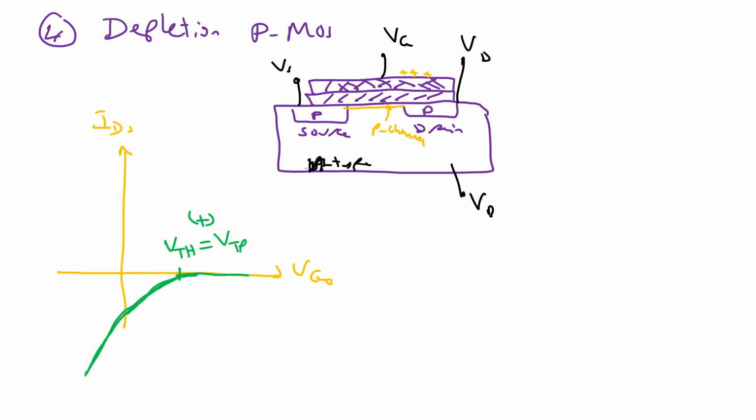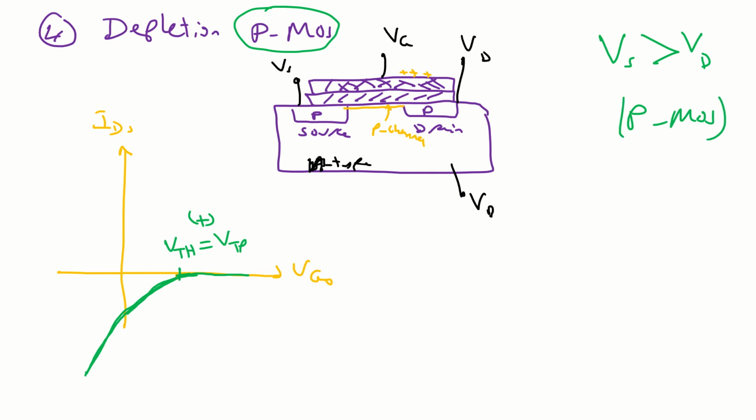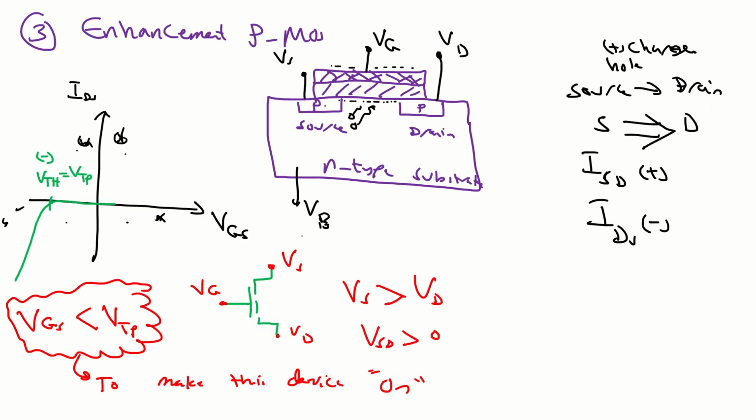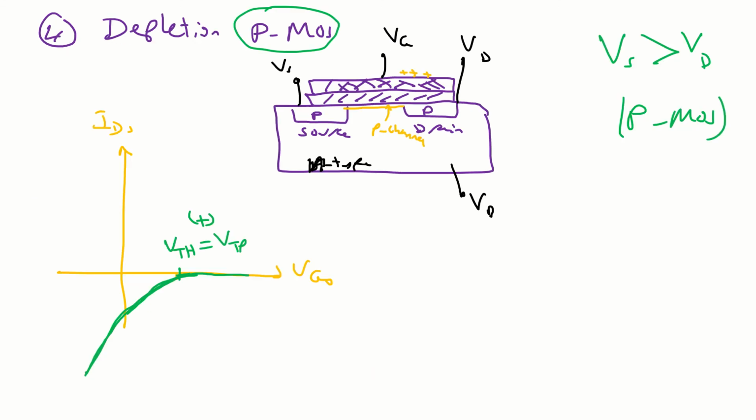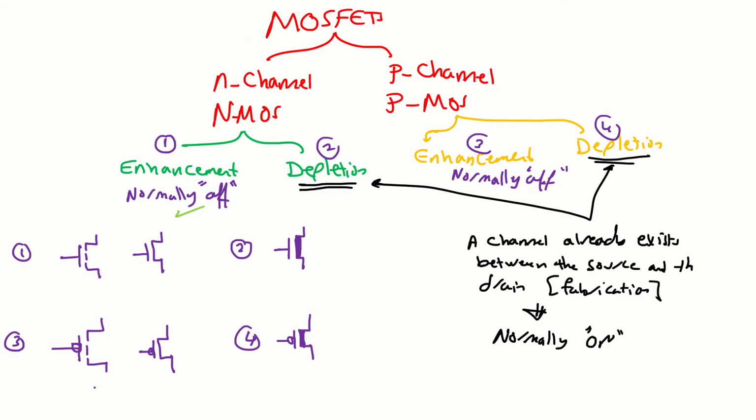Okay, and keep in mind in the P-type all the time, Vs should be greater than Vd. This is in the P MOSFET, whether it's depletion or enhancement. As I wrote somewhere here, VSD should be positive. Vs greater than Vd, or you can write it as VSD is greater than 0. So this is the comparison between the 4 types.